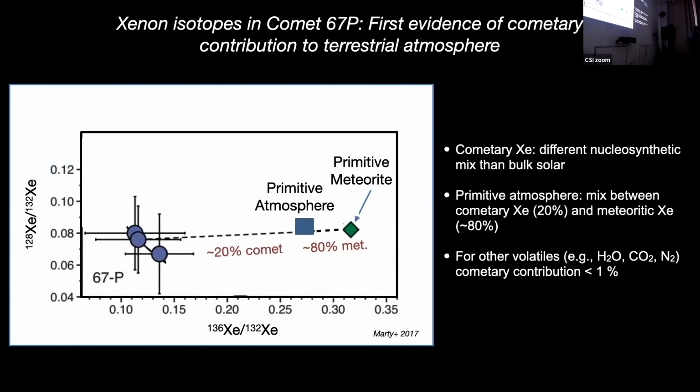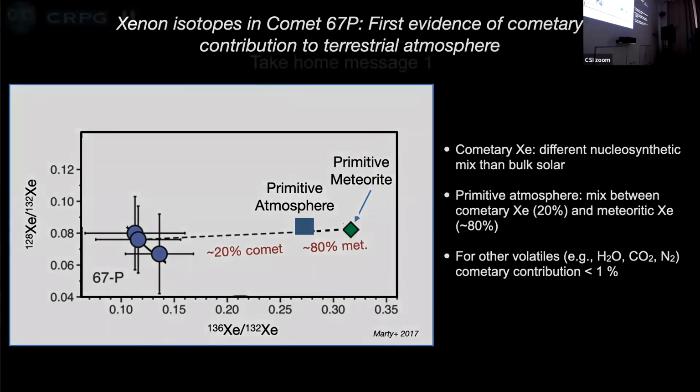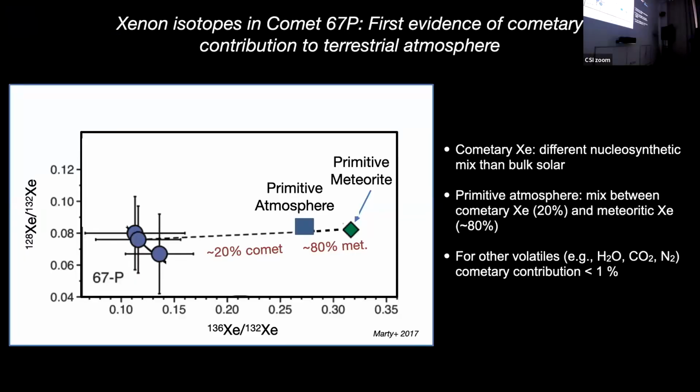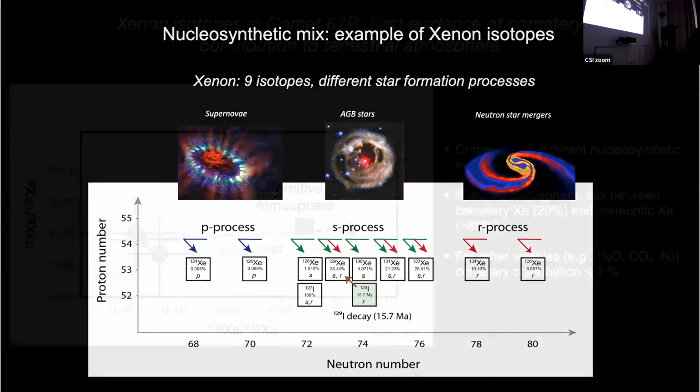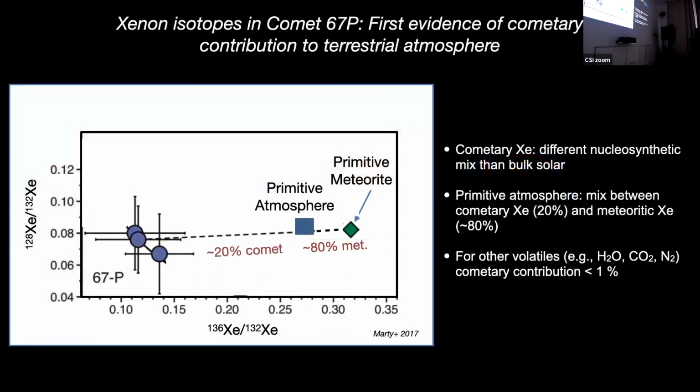And in fact, we measured with the Rosetta spacecraft, with an instrument on board, a mass spectrometer, the composition of xenon in the comet. And these are the results. In fact, these are the cometary xenon, which is depleted in 136, 136 being r-process isotopes. So the cometary xenon apparently is depleted in r-process xenon here.